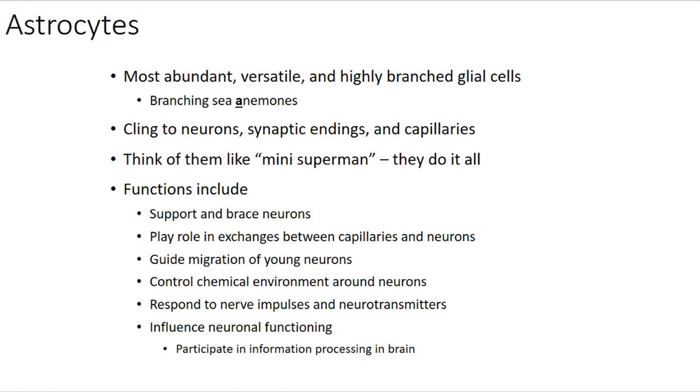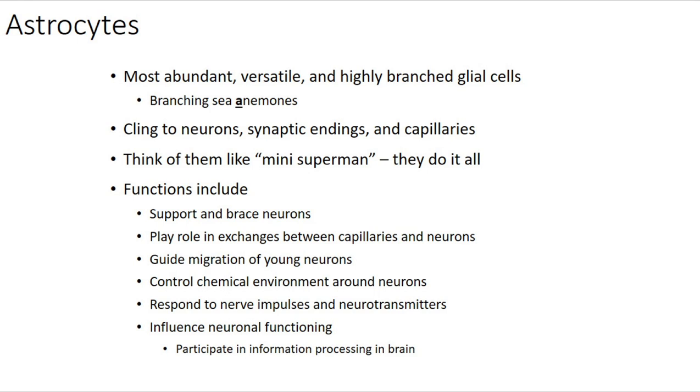So first we have astrocytes. They're very abundant. They're the most abundant glial cells. They're versatile. They kind of do it all. They're the mini supermen or men of the nervous system. They're very highly branched glial cells, and they're able to cling to neurons or the synaptic endings. They even cling to capillaries inside the brain.